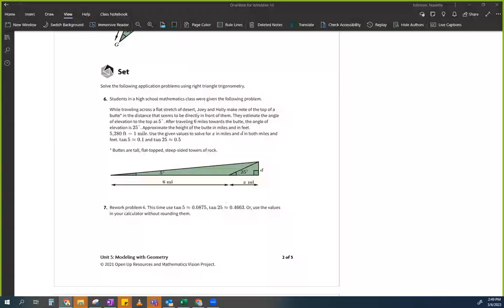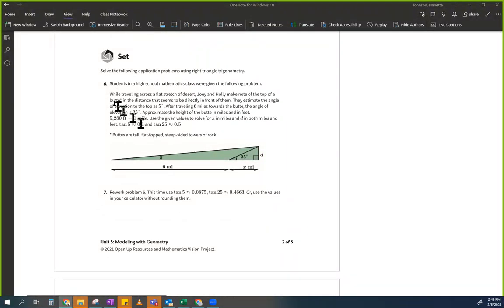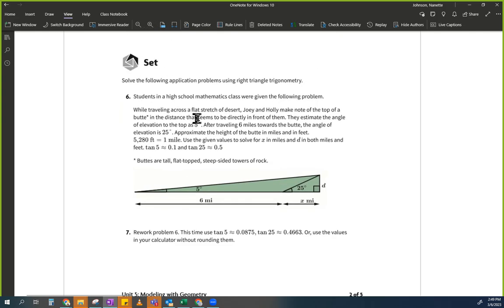Okay, so we are going to go over 5.6, Ready, Set, Go, number 6. This one right here. It says, students in a high school math class were given the following problem. I don't know why this is so tiny. It says, while traveling across a flat stretch of desert, this part here, right?